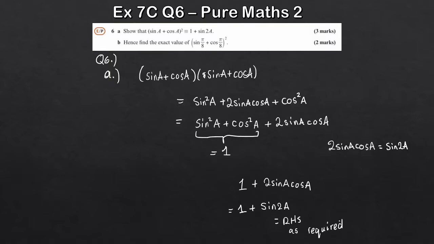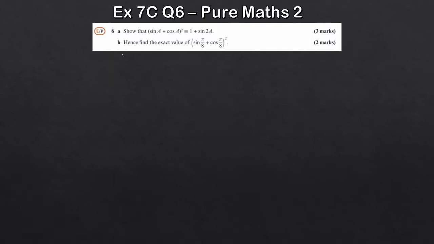And then for part B, it's a hence question, so we're hopefully going to use part A to make life much easier here. So how is it a hence question? Well, if you notice, the expression that we're asked to find the exact value of is in the exact form in part A. So, if we erase the ink, let's have another look at this one. So B here, where A is pi over 8, so it's Sine A plus Cos A all squared. So, we know that's identical to 1 plus Sine 2A.